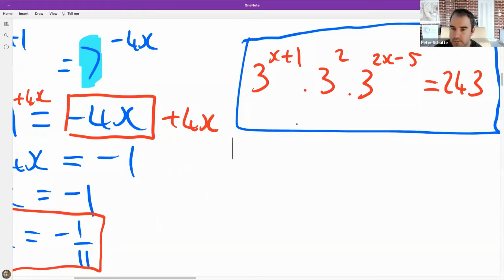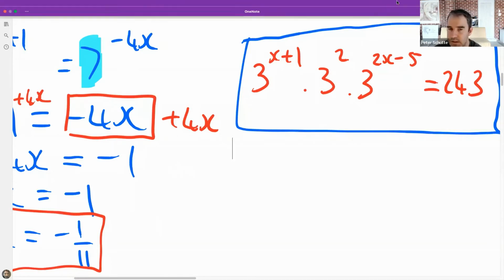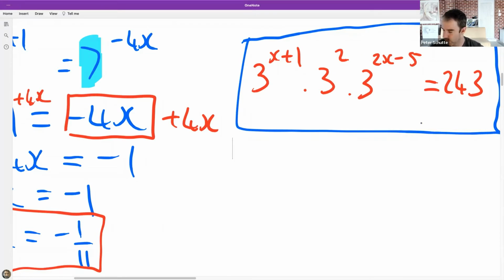So let's have a go at this one before I move on to the next one. So the goal is to solve for x. That's the key phrase. Find me the value of x that makes the statement true. Prime base, I think. Yes, you're on the right. Right-hand side is 3 to the power of 5. Sebo, you are onto it. 243 is a power of 3.